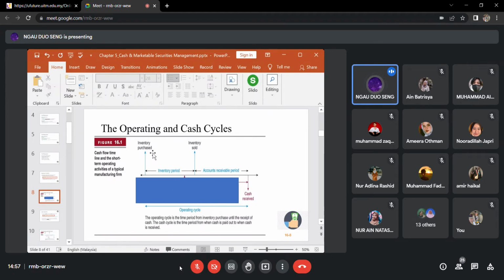So you can see that inventory purchase until inventory sold. Right? So inventory purchase kalau you ada produce then including here lah. Until you jual, then after the point start you jual, then you collect back your money. This one we call account receivable period. So kita tambah dua period ini will be operating cycle. This one is cash receipt. Right, operating cycle. All right, okay.